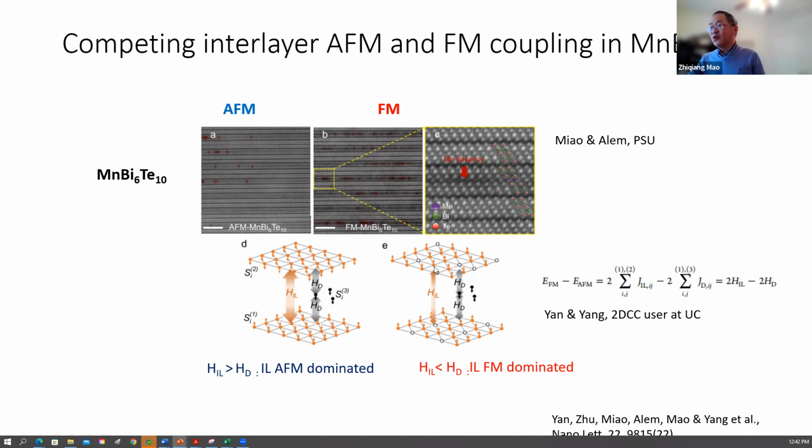But if we have too many vacancies on the manganese layer, this coupling strength becomes smaller, could be smaller than H_D. H_D is the coupling between the anti-site manganese and the manganese layer. So then it favors the FM phase. This work has already been published recently in Nature Letters.